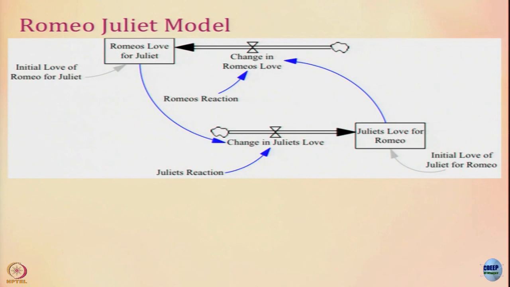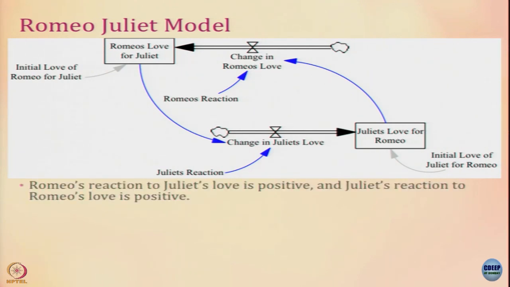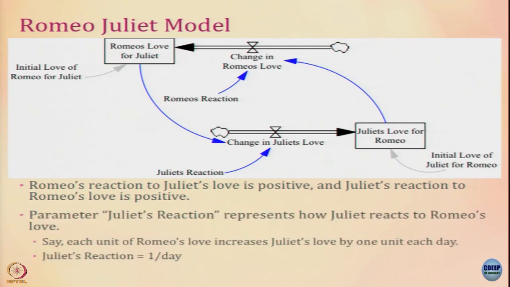So here we are trying to capture the personalities: what is Romeo's reaction to Juliet's love for him, and what is Juliet's reaction to Romeo's love for her. In this particular case, we just saw that if Juliet loves Romeo, then Romeo's reaction gets reinforced, it increases, right? Similar with Juliet's reaction. So Romeo's reaction to Juliet's love is positive, and Juliet's reaction to Romeo's love is also positive. Let us simply capture it by this parameter, Juliet's reaction. Let us say each unit of Romeo's love increases Juliet's love by 1 unit. So then we can just set Juliet's reaction to plus 1. So now we have a nice looking SD model.